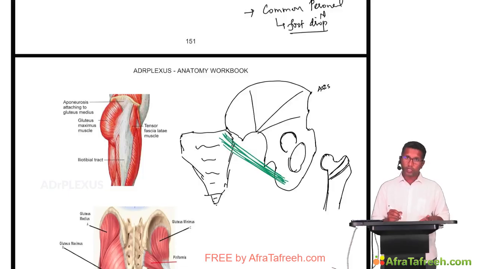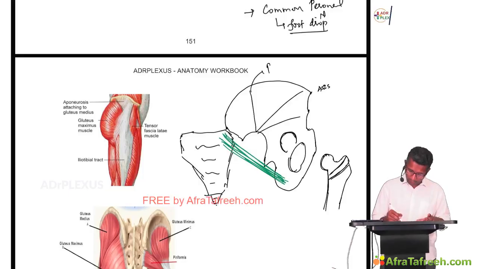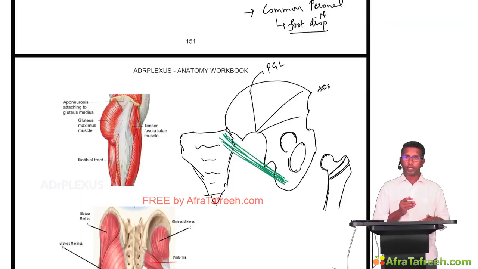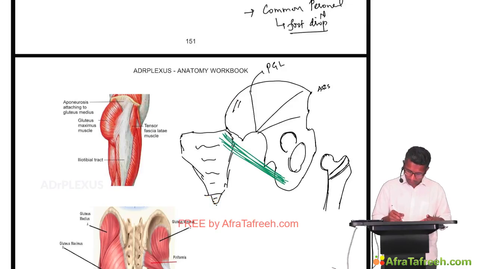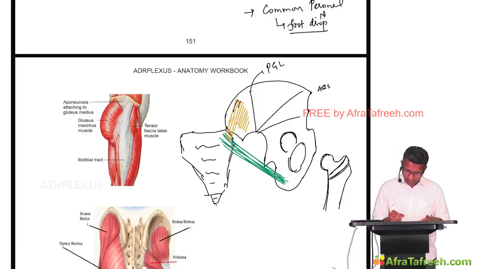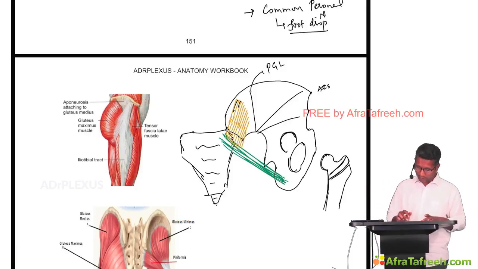It takes origin from the gluteal surface of the ilium behind the posterior gluteal line. Now what is this line called? This line is called the posterior gluteal line, and just behind the posterior gluteal line on the gluteal surface, this muscle takes origin. So this is the origin of the gluteus maximus muscle. It not only takes origin from here, it also takes origin from the sacrum, and from the sacrotuberous ligament.